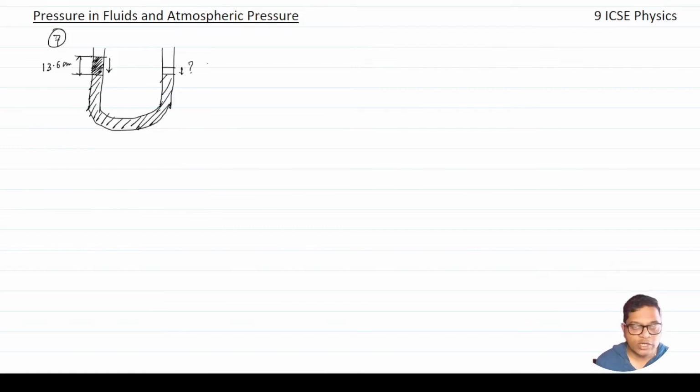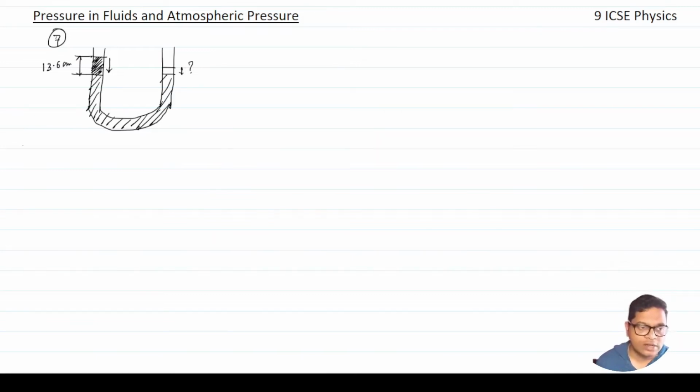This is a tube that is connected, and both the ends are open. Mercury is filled. Since both the ends are open, the level of mercury in both the tubes will be equal. The question is that on one side you are adding water, 13.6 centimeters of it. Obviously, that is going to add pressure, and that is the reason there will be a rise on the other side. How much will the rise be?